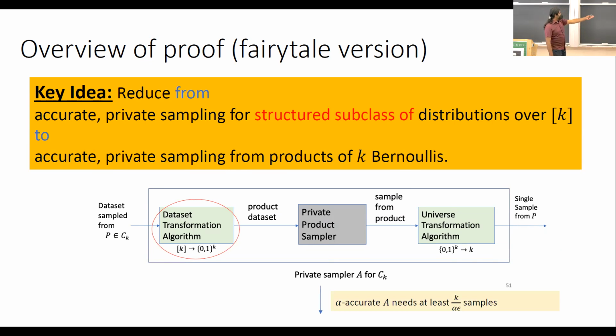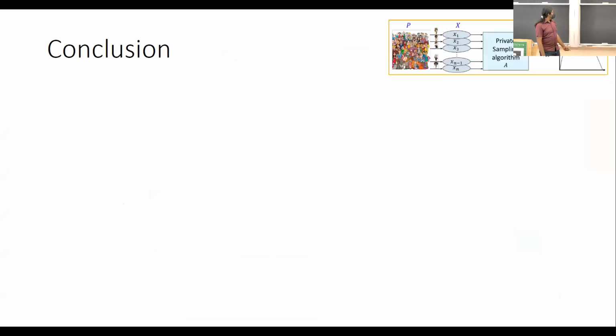And so we get an alpha accurate private sampler A for this class C sub k. But from a lower bound that we proved that I didn't have a chance to talk about in detail today, this needs at least k over alpha epsilon samples. Just by classic reduction, this means that an alpha accurate private product sampler needs at least k over alpha epsilon samples, where k here is the number of attributes. That's a high level overview of the proof.